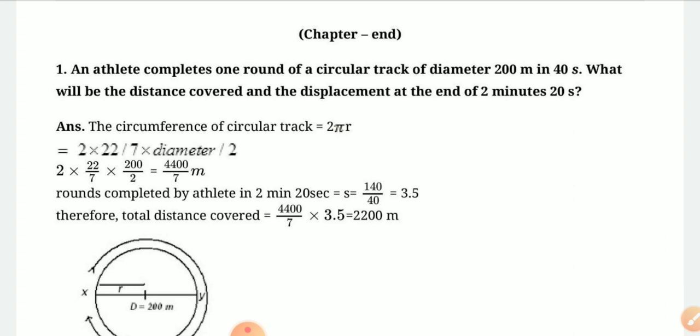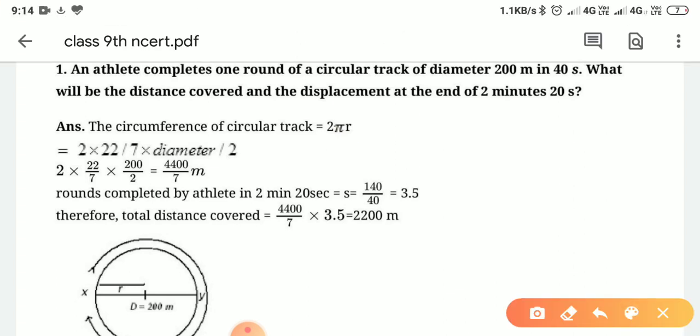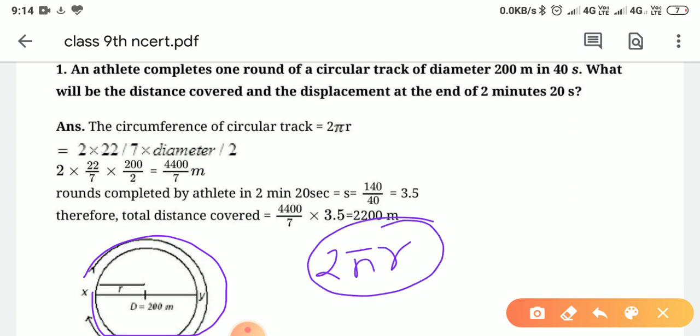So at first what will we do? We will find the circumference of this circle. What is the meaning of circumference? If we find the circumference, it means we will get this total length. Circumference is the total length covered by any body in a circle. So at first we will find the circumference, and we know the formula for circumference is 2 pi r.